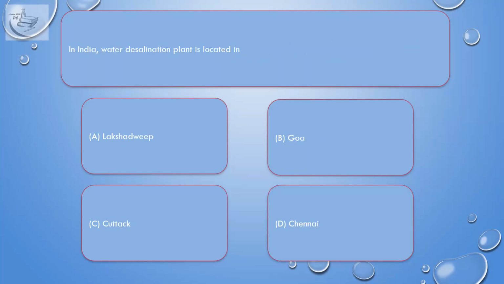Question: in India, water desalination plant is located in A. Lakshadweep, B. Goa, C. Cuttack, D. Chennai. Correct answer is A. Lakshadweep.